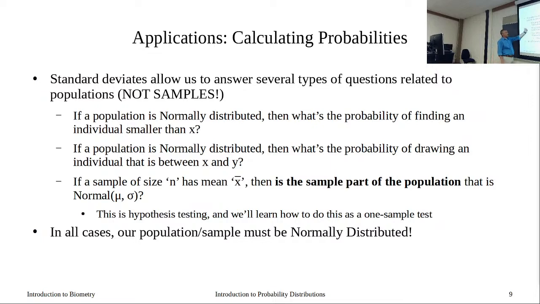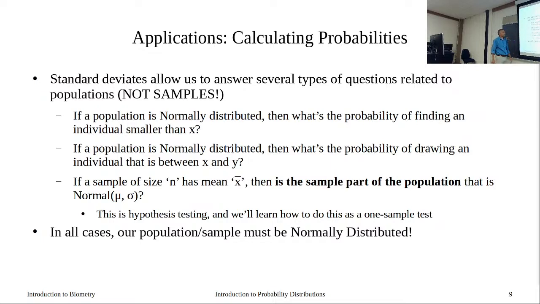What's the probability of drawing an individual that's between X and Y? So we go out and measure it, and maybe we have a range and say, okay, if we go out and resample and we need to get an individual of a specific size, what's the chance that we actually draw that individual? Well, that's a z-score.